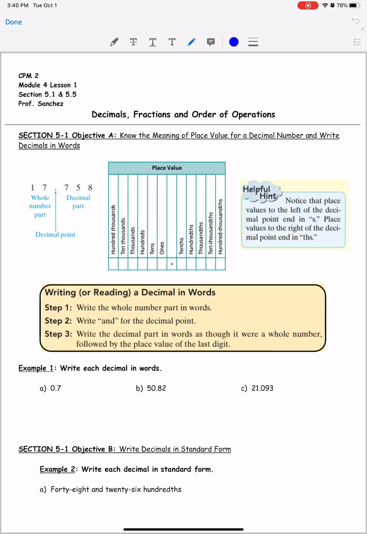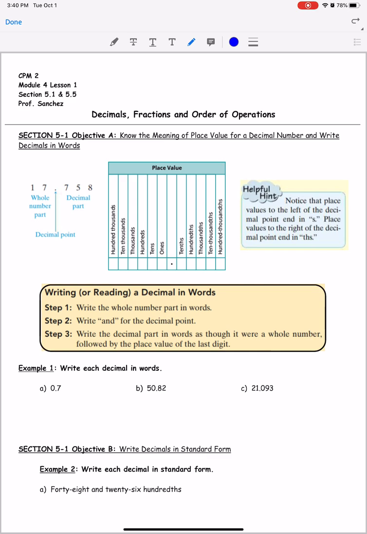Okay, so the first thing we need to know is the meaning of a place value for a decimal number and write decimals into words. So, you have your decimal point. Anything to the left is a whole number. Anything to the right is your decimal portion.